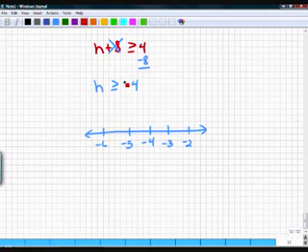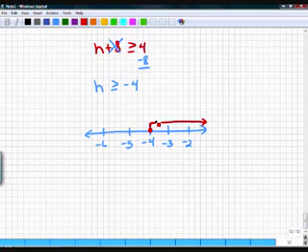Again, this means X is all things bigger than negative 4 or equal to negative 4. So can H be negative 4? Yes. Closed circle. H could be negative 4. That's the reason you close your circle. H is also all things bigger than that. So H is greater than or equal to -4. Closed circle at -4, shaded to the right.